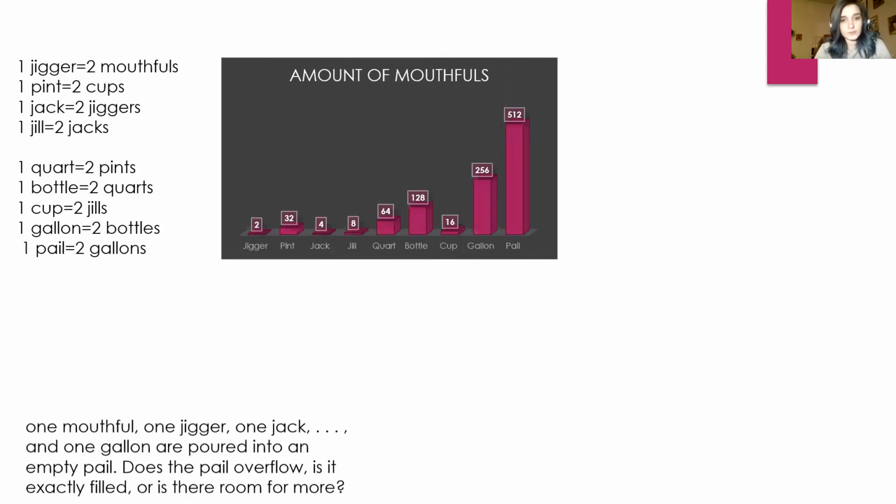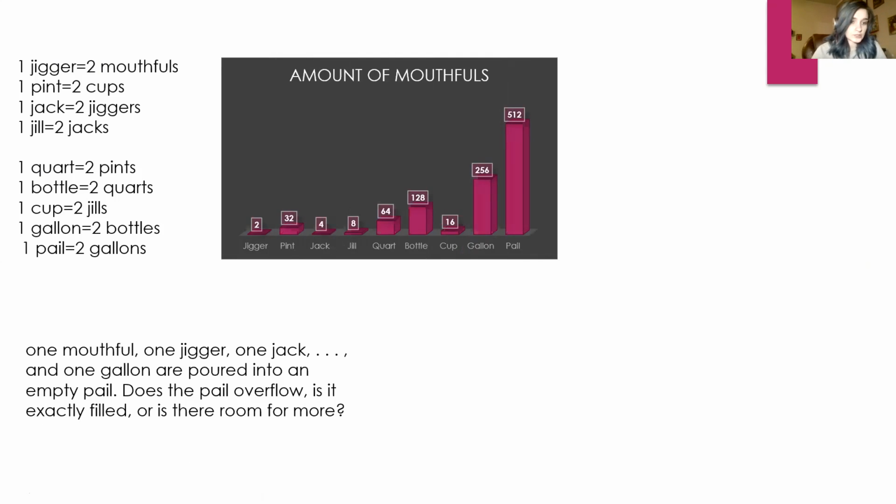So now the question becomes, if we got 1 mouthful, 1 jigger, 1 jack, and so on, so basically one of everything, and we put it in a pail, how much room will be left over in the pail? Will it overflow? How much more can we put in there without it overflowing if there's room left? So we're going to do that. We're going to draw a little picture to do that.